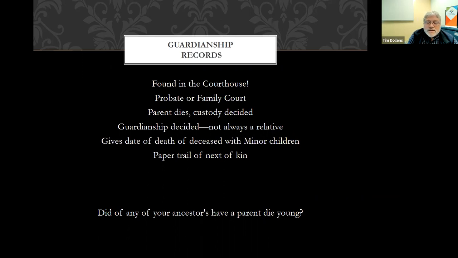And so he was asked by the widow to be the person who took care of the affairs of her minor children until they became legal heirs. But the other thing is that it starts the paper trail of who's kin to whom based on the ownership of land. So land is always one of the most important records for you to look for. And so the next question I have for you is, did any of your ancestors have a parent that died young?